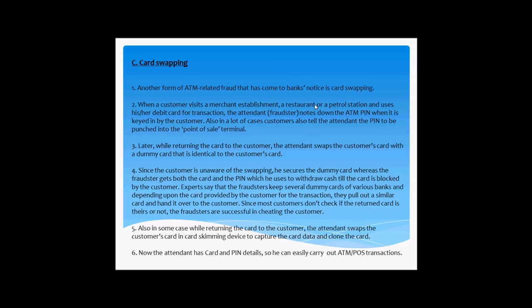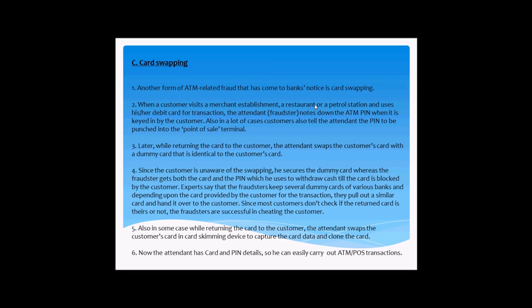Now coming to the third part, the third part is card swapping. This is a common ATM card fraud in the case of merchant transactions, or what we call POS transactions. What is happening in this case, whenever a customer enters any merchant establishment, whether a restaurant or petrol station or anywhere, and he uses his debit card for the transaction.